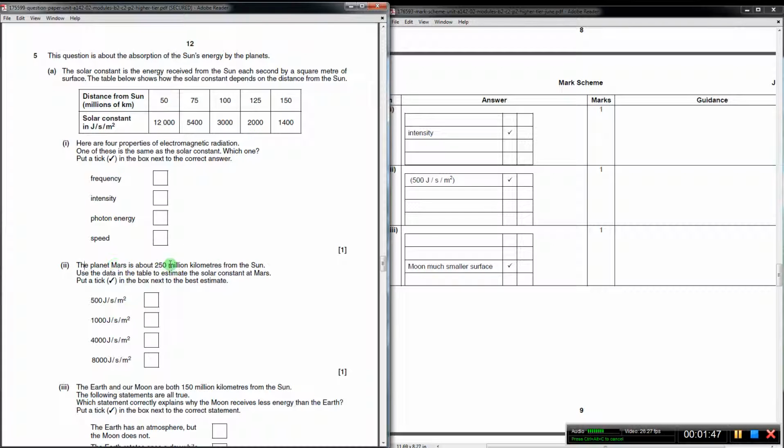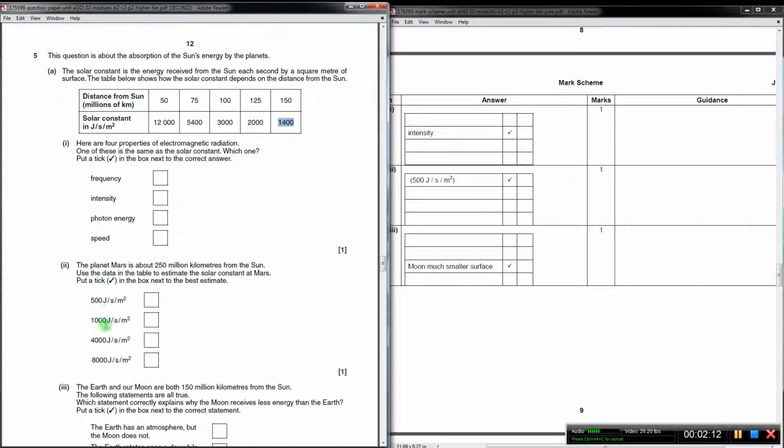So, the planet Mars is about 250 million kilometres from the Sun. Use the data in the table to estimate the solar constant at Mars. Put a tick in the box next to the best estimate. When we look at the table, it only goes up to 150 million kilometres from the Sun. So Mars is further away than that. Immediately, you should be able to narrow it down to 2, because if it's further away, it's got to be less than 1400. So the bottom 2 options, the 4000 and the 8000, no chance.